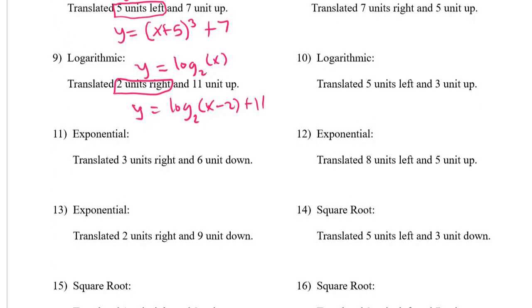For exponential, it's going to be y equals 2 to the power of x. That's the parent. And then we're going to move 3 to the right. We're going to replace the x with x minus 3. So y equals 2 to the power of x minus 3. And then 6 down. The 6 is going to be by itself. It's not part of the x anymore.